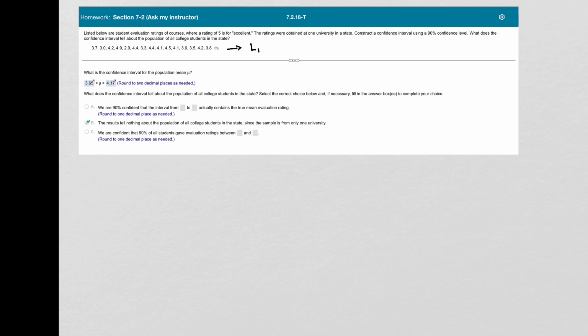So once you have that data in your calculator, you're going to choose t-interval for this problem. And how do I know that it should be t-interval and not z-interval? So it's t-interval because sigma is not known. How do I know that I don't know sigma? They don't say anything whatsoever about standard deviation.